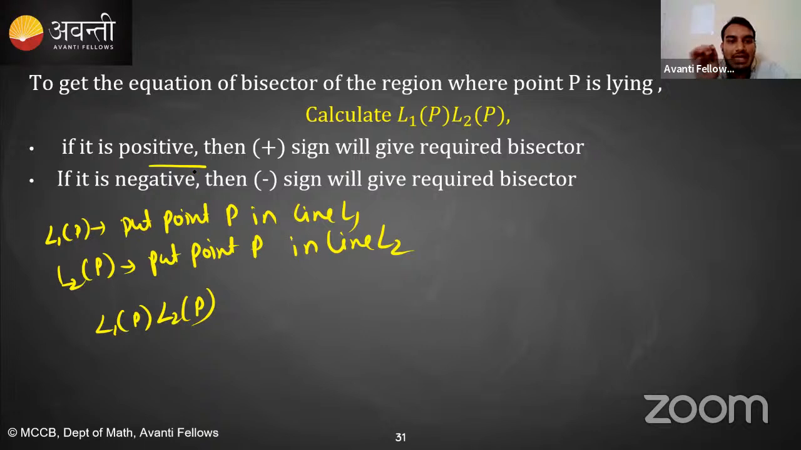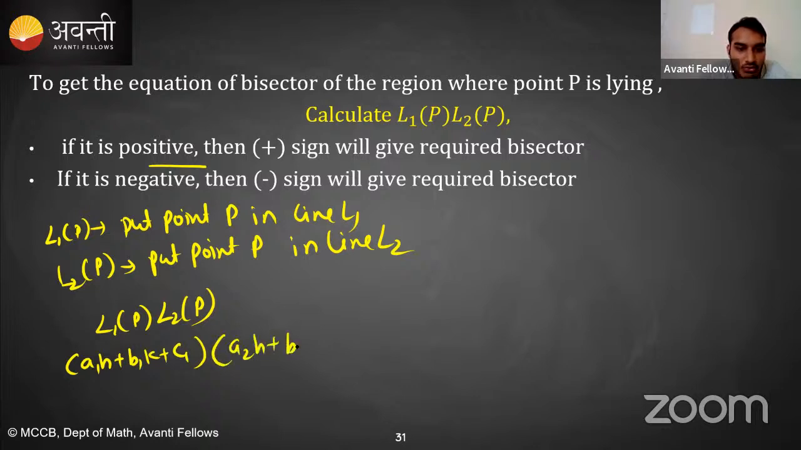Now if L1P into L2P is positive, then taking the positive sign will give me the required bisector. And if L1P into L2P is negative, then taking the negative sign will give me the required bisector. Clear? L1P means putting the point in the line: (A1h plus B1k plus C1) into (A2h plus B2k plus C2). This is L1P into L2P. Whatever sign I get, the same sign will give me the required bisector. Is this clear or not, students?